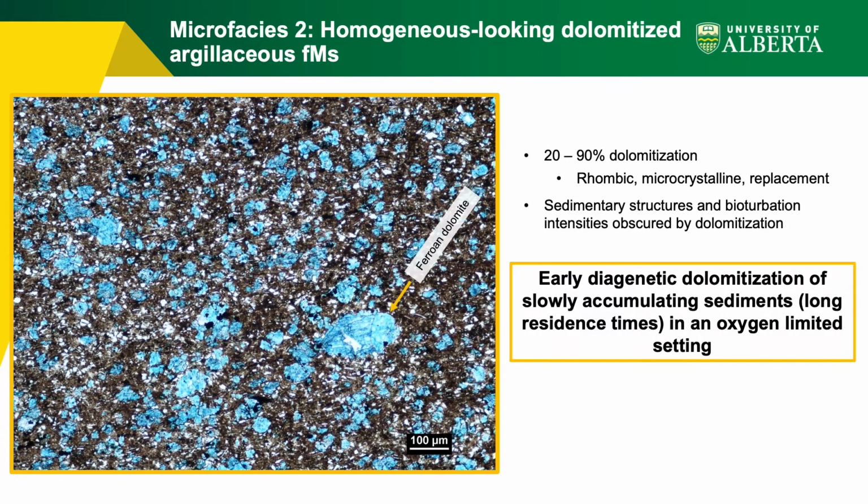Therefore, these pervasively dolomitized sediments are interpreted to represent slow sediment accumulation rates under poorly oxygenated regimes, combined with long residence times at the seafloor, all of which are conditions that permit the byproducts of anaerobic bacterial reactions to accumulate and form this early diagenetic ferroan dolomite.